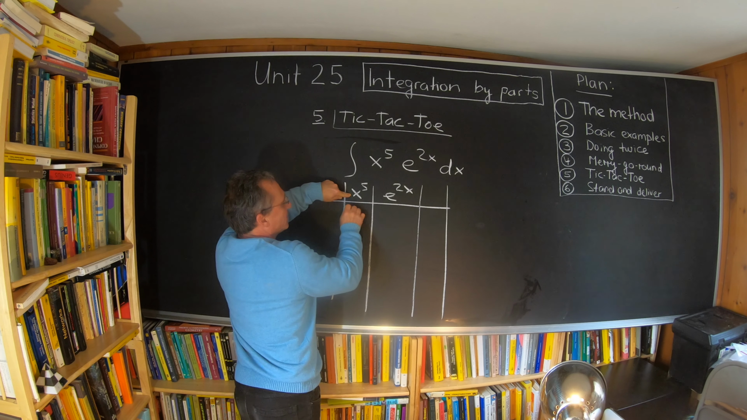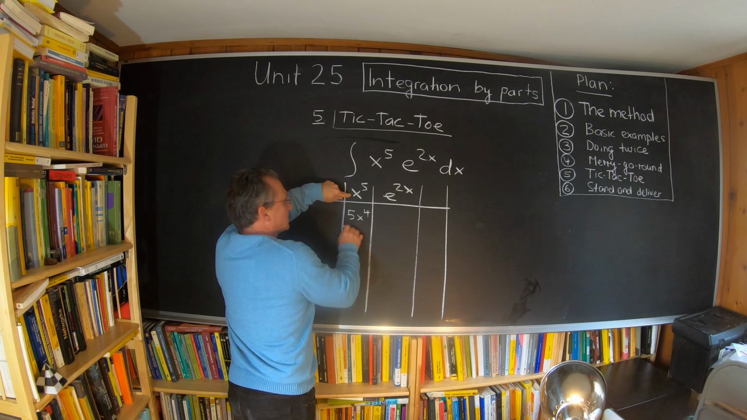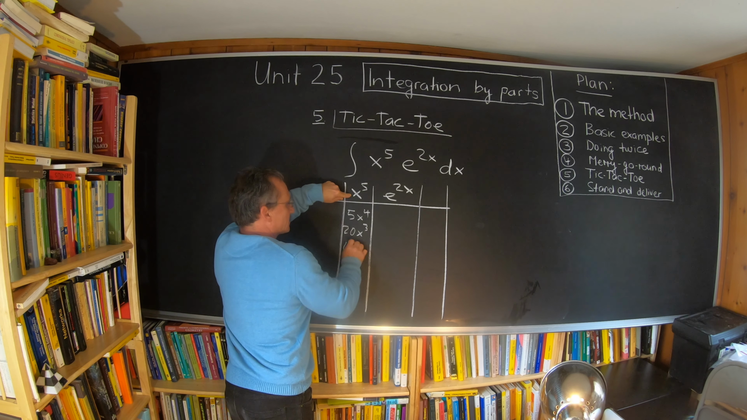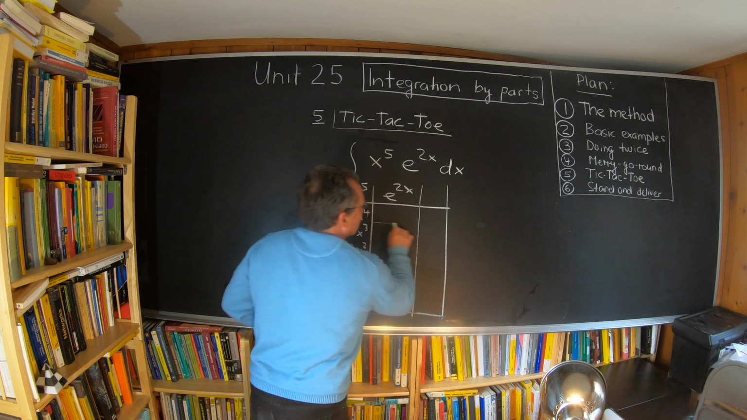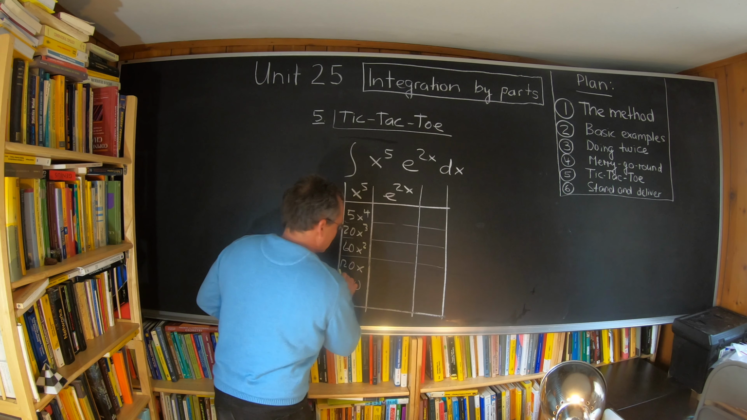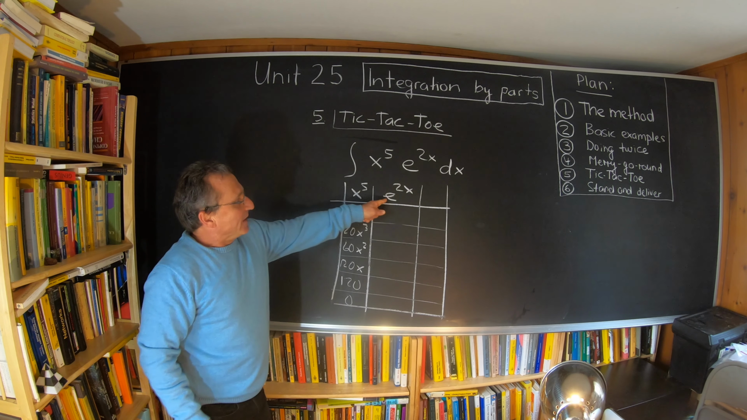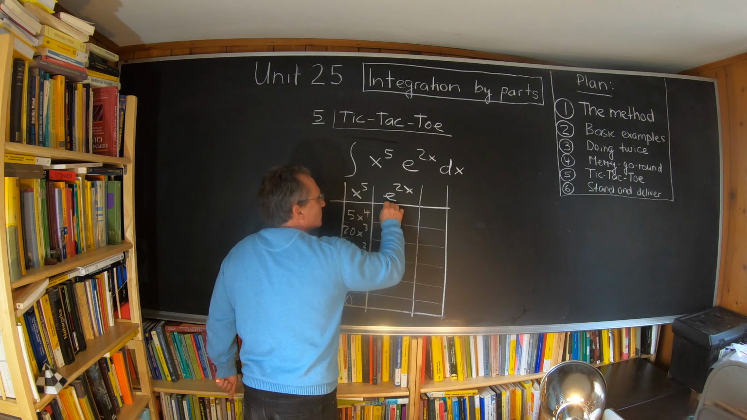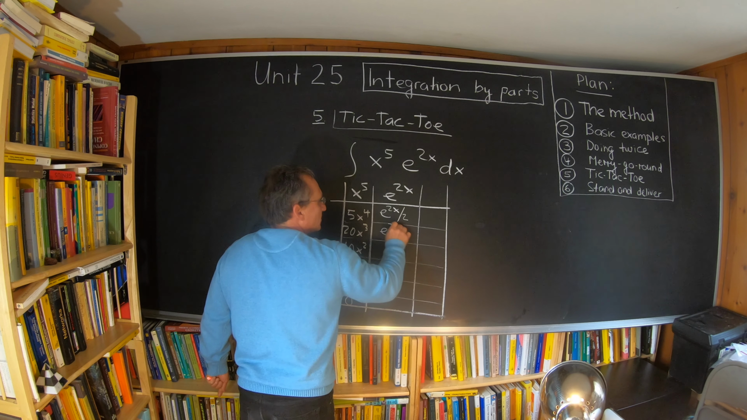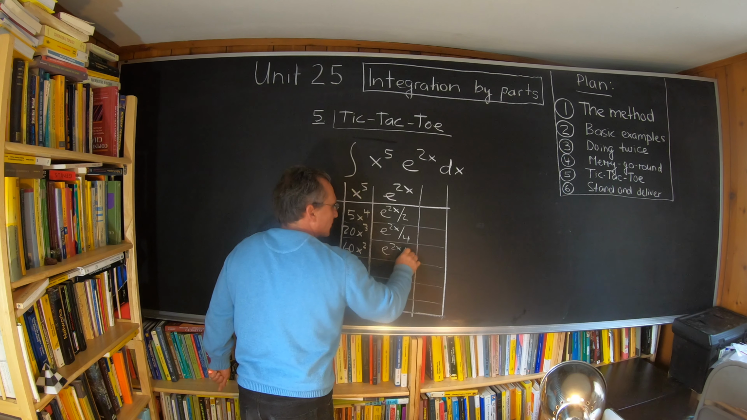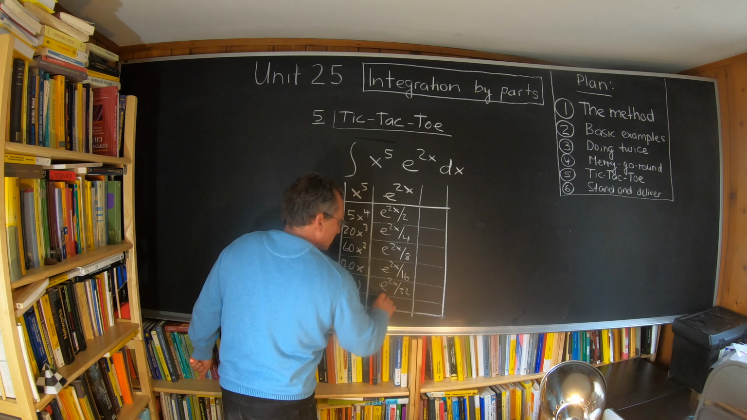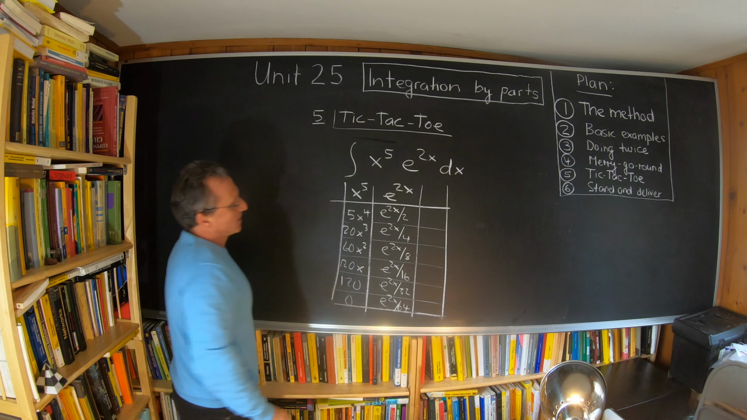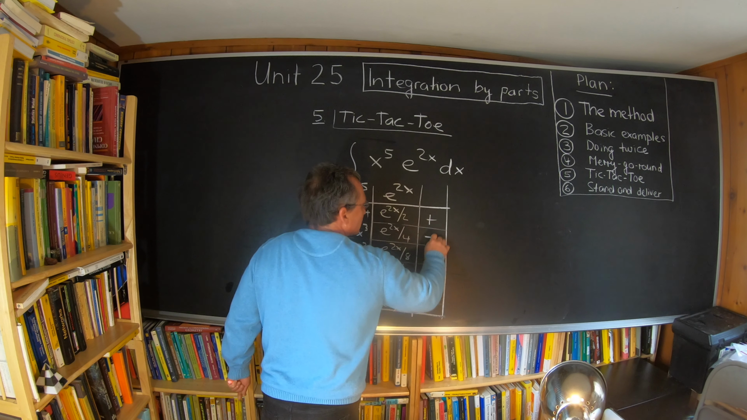So we differentiate here. We get 5x to the 4th. We get 20x to the 3. We get 60x squared. We get 120x. We get 120. And finally 0. Just maybe make a division here so that we don't mix that up. Now here we integrate. In this column we integrate, so we get e to the 2x over 2, e to the 2x over 4, e to the 2x over 8, e to the 2x over 16, e to the 2x over 32, and e to the 2x over 64. And we also have the plus minus.